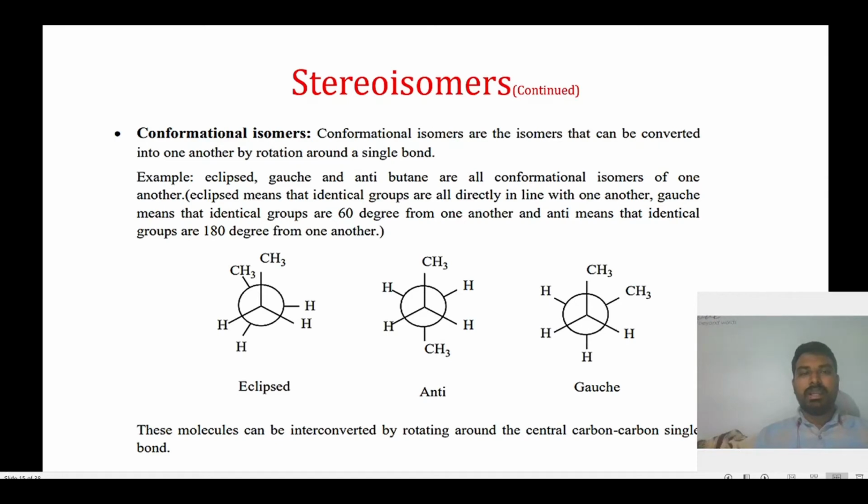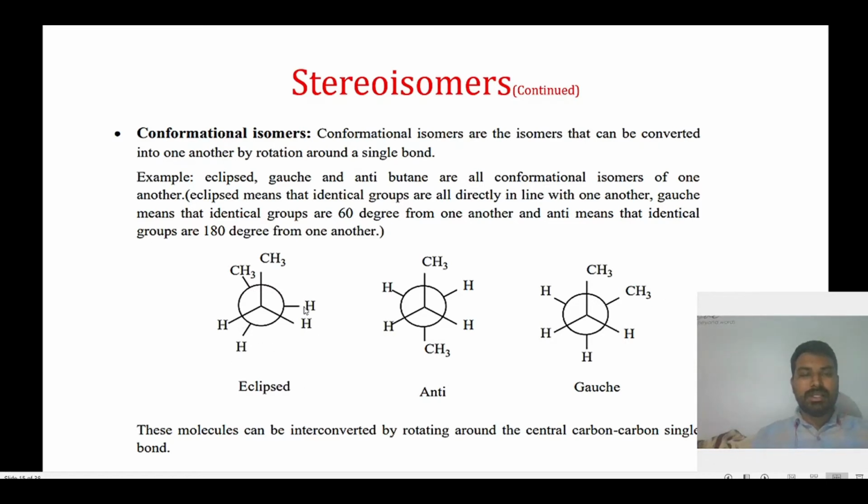Example: eclipsed, gauche and anti-butane are all conformational isomers of one another. Eclipse means that identical groups are all directly in line with one another. Gauche means that identical groups are 60 degrees from one another, and anti means that identical groups are 180 degrees from one another.